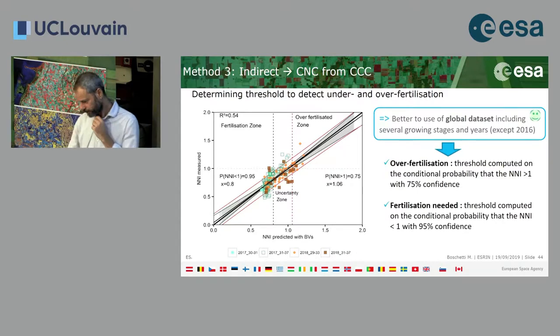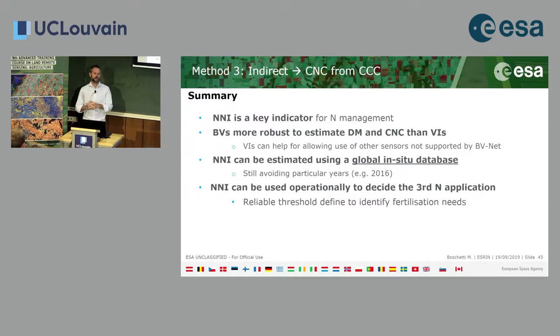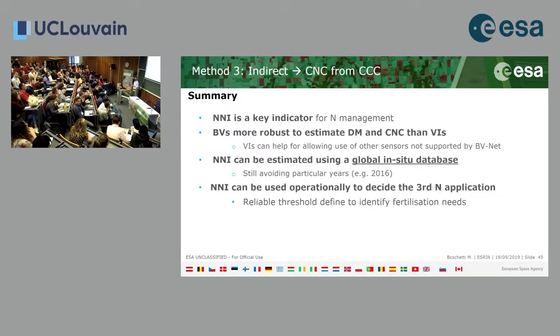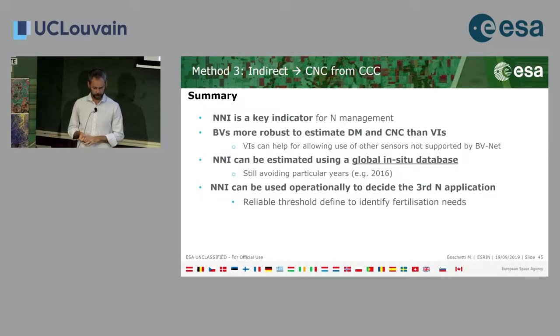So the big story about all this, I try to recap, and then we see real cases, okay, is that the nitrogen nutrition index is a key indicator for managing nitrogen. Then I leave the stage to your question. Then the biophysical variables are robust to estimate dry matter and canopy nitrogen content, but also vegetation indices are good. And why that? If you don't already have your model set up for a specific sensor, it means that you can use another sensor with the vegetation index. So you can have many more possibilities to give the data to the farmer.